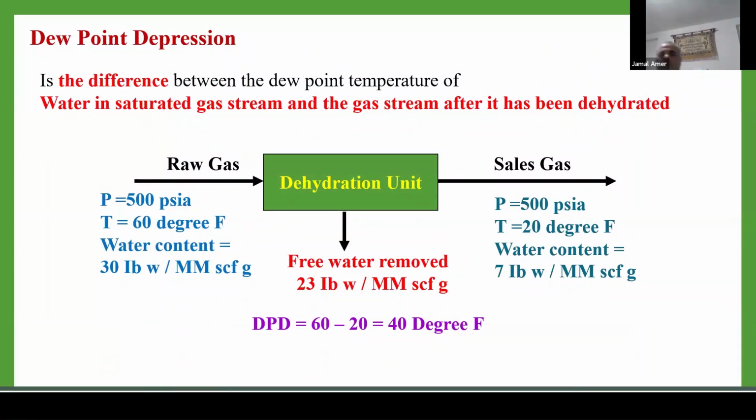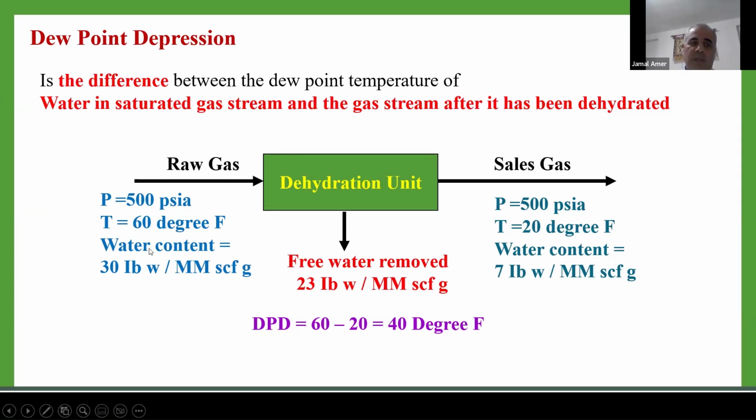What do we mean by dew point depression? Dew point, what is a dew point? Dew point is the temperature at which the water vapor will start to condense. So here, what is a dew point depression?